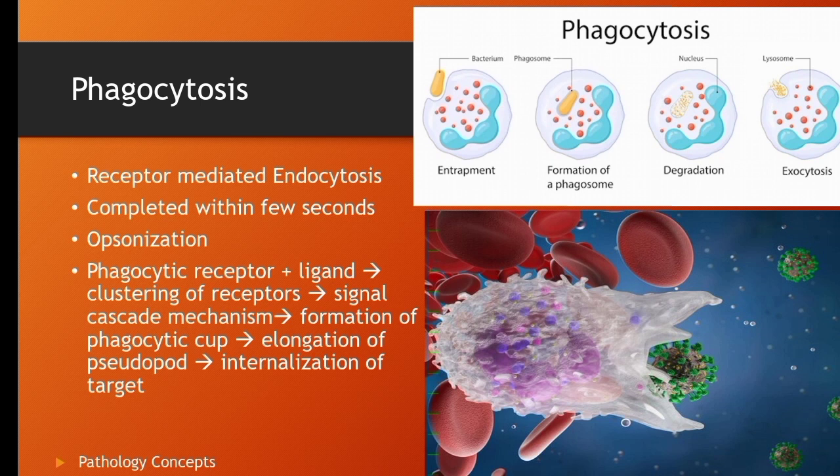Foreign cells like bacteria are labeled by antibodies and the complement system, which is known as opsonization. Binding of the phagocytic receptor to the corresponding ligand induces clustering of receptors on the neutrophil, followed by a signal cascade that results in the actin dependent formation of the phagocytic cup. The elongation of the pseudopod occurs around the ligand, and internalization of the target occurs in the form of a vacuole, also called the phagosome. Finally, the particle is degraded and the microorganism is eliminated.